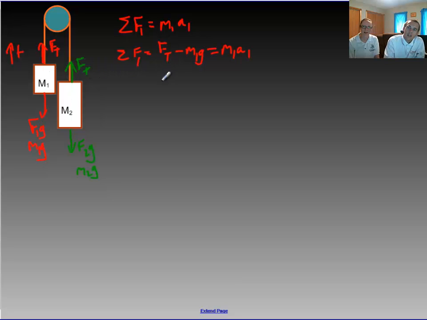Why are we stuck? I don't know the tension, and I don't know the acceleration. We're trying to find the acceleration of these blocks, but I have two unknowns, so I'm stuck. We need a second equation. So, sum of forces on object 2 equals M2A2. The sum of the forces on object 2 is almost like the last one: Ft minus M2g, instead of M1g, equals M2A2.